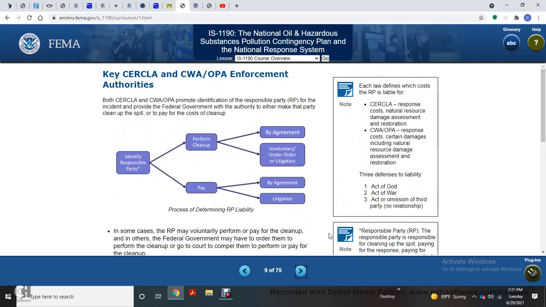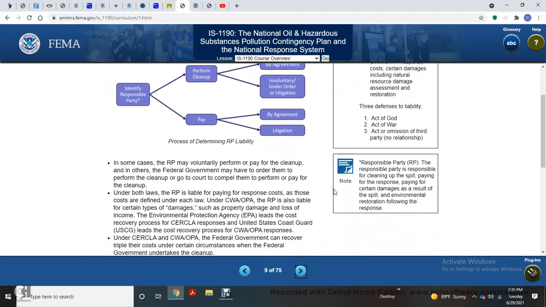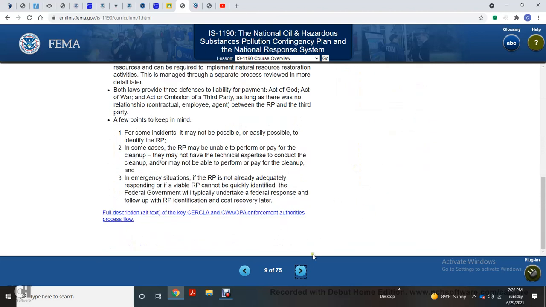On the right, it says each law defines the costs the responsible party is liable for. Under CERCLA, the responsible party is liable for response costs and natural resource damage assessment and restoration. Under the Clean Water Act and Oil Pollution Act, the responsible party is liable for response costs and certain damages, including natural resource damage assessment and restoration. There are three defenses to liability: act of God, act of war, and act or omission of a third party with no relationship. Otherwise, the responsible party is responsible for cleaning up the spill, paying for the response, paying for certain damages resulting from the spill, and environmental restoration following the response.